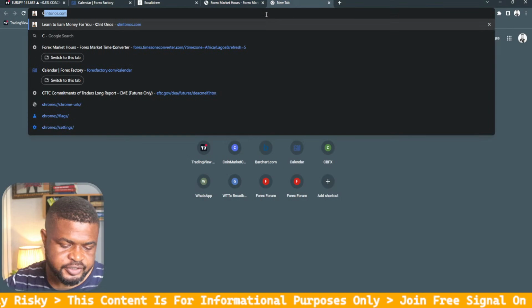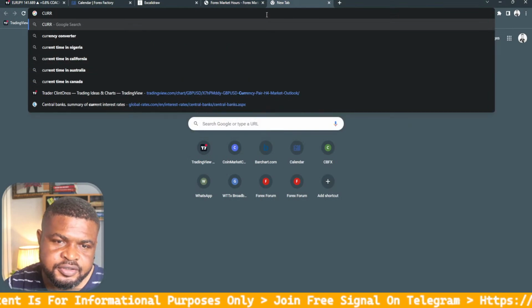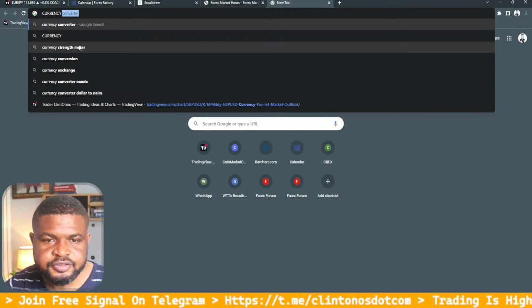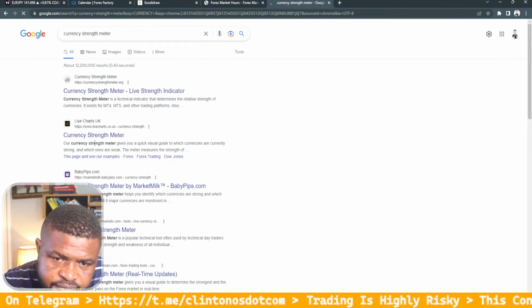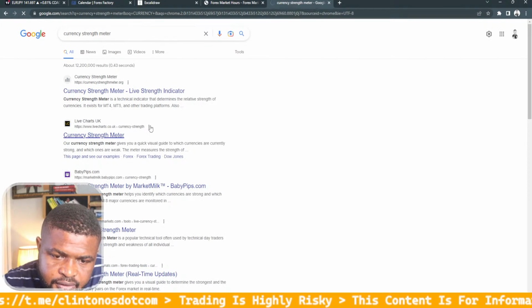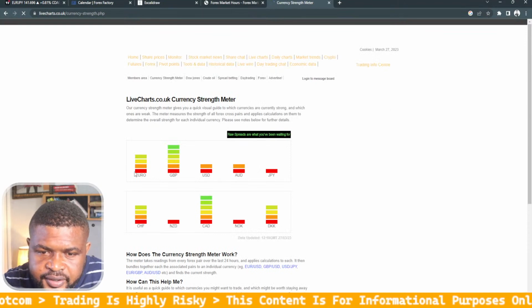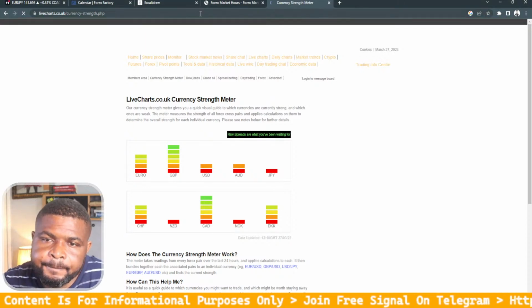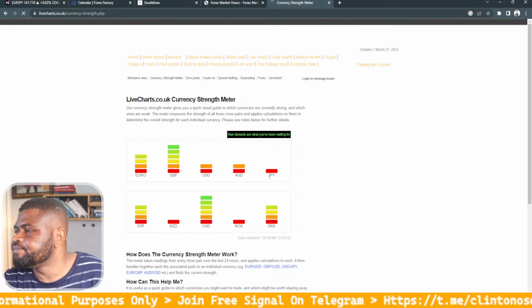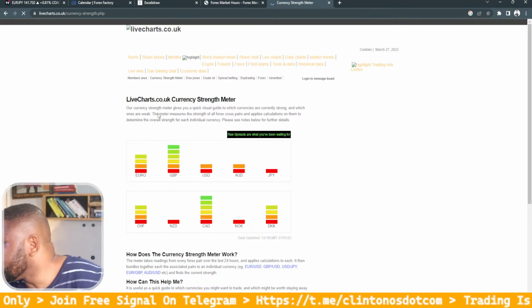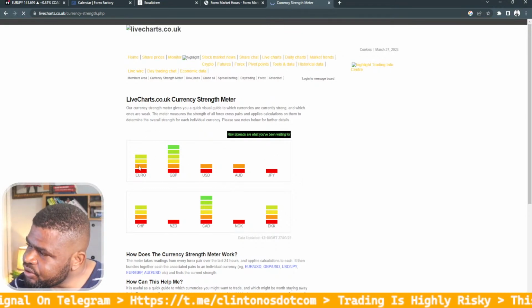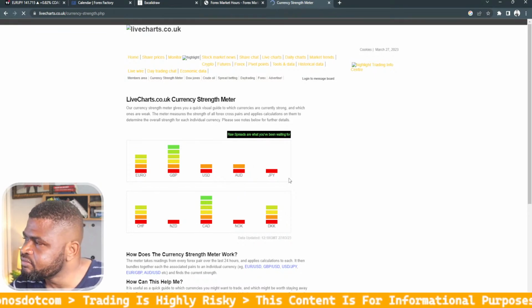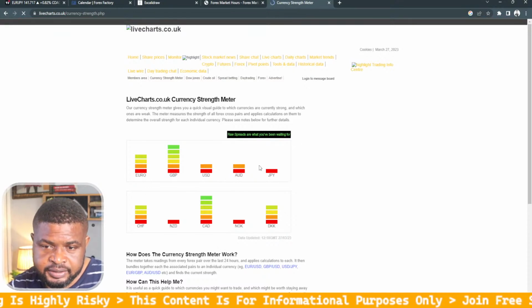Let's see the currency strength index, currency strength meter. I think there's one I used to look at. Euro is strong. Pound is more strong. CAD is strong. There's no life here at all.